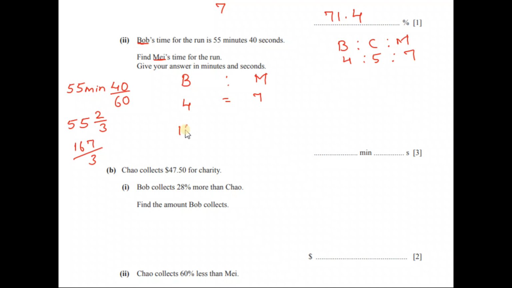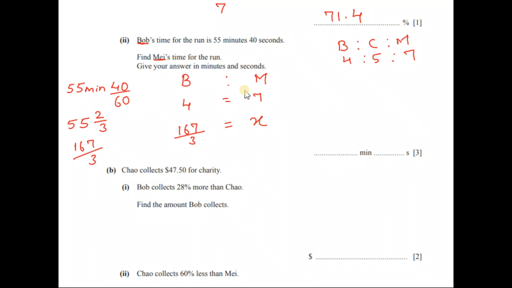Then what is the time? Time of Bob, that is 167 by 3. I'll just keep it in fractions to keep my sum easier, otherwise in decimals I'll be getting recurring numbers and all. So just to avoid that, it is equal to me's. Me's I have to find.